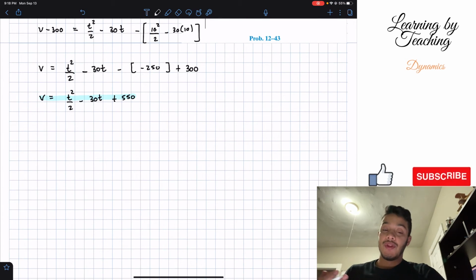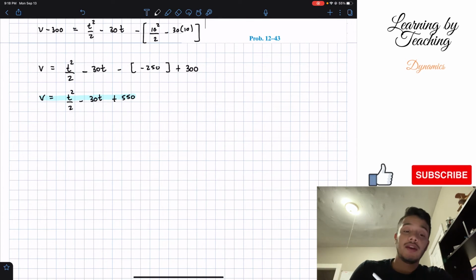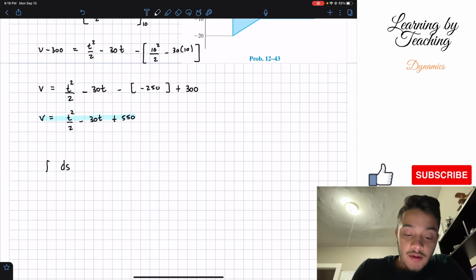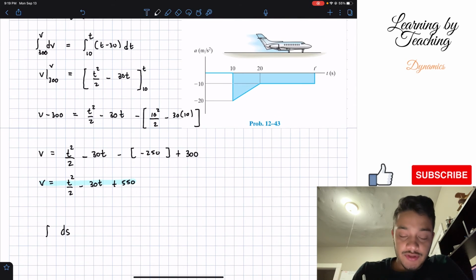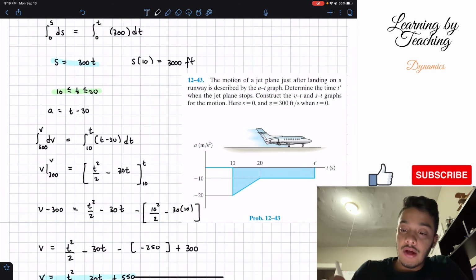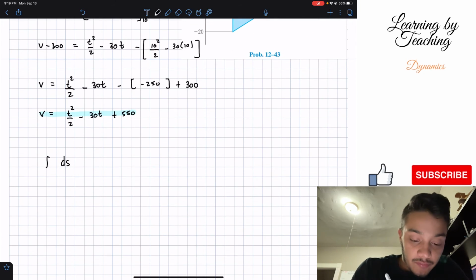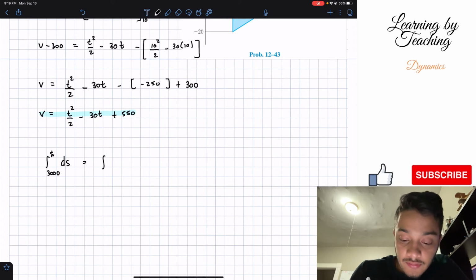Now that we know our velocity, we're gonna go ahead and find our position. So we know that the integral of our change in position. Okay, now what is the initial condition of position? Well, we found that one over here, which is 3,000 feet. So we're gonna put from 3,000 all the way to our final position. Has to be equal to the integral of our velocity.